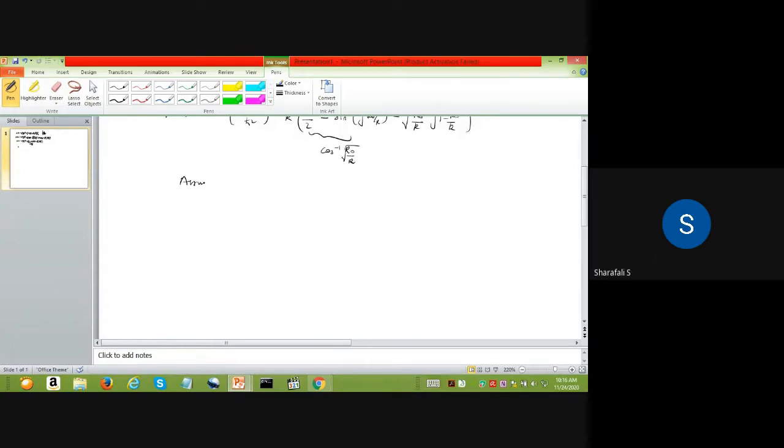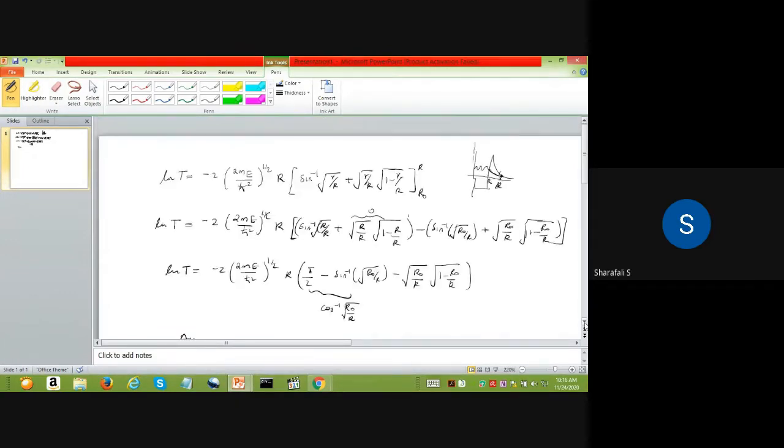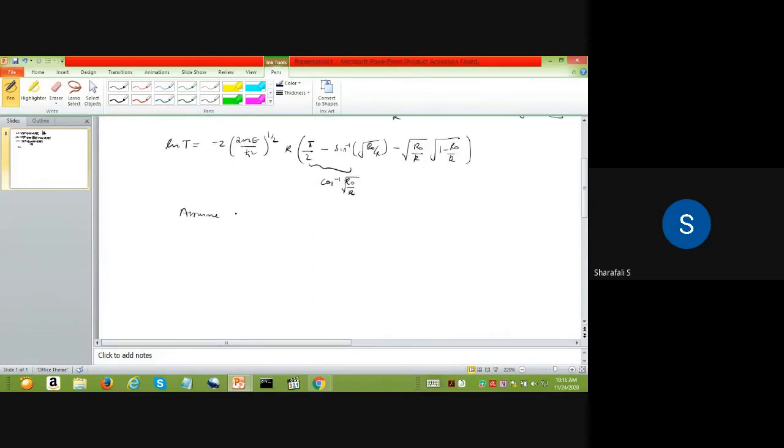So let's assume that your R is very much larger than capital R0, which means that your nuclear range is very small as compared to the potential barrier width. Okay. So when R is very much larger than R0, then your R0 by R will be very small compared to 1. Okay. So what will happen to the pi by 2 minus sine inverse of root of r0 by r? That can be approximated because r0 by r is very much less than 1 now, which means that you are having a very small value here.